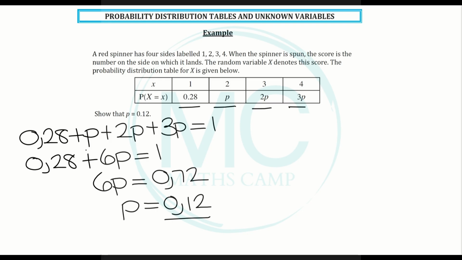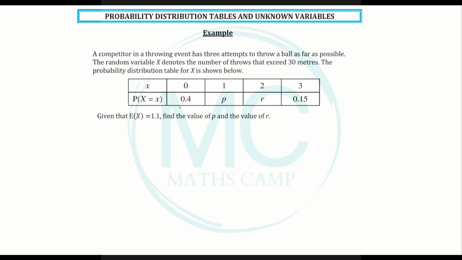Let's do another example. A competitor in a throwing event has 3 attempts to throw a ball as far as possible. The random variable X denotes the number of throws that exceed 30 meters. The probability distribution table for X is shown below. Given that E(X) is equal to 1,1, find the value of p and the value of r.